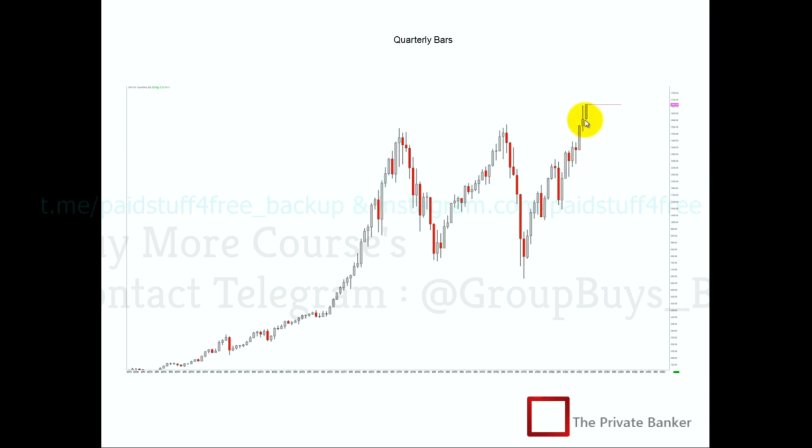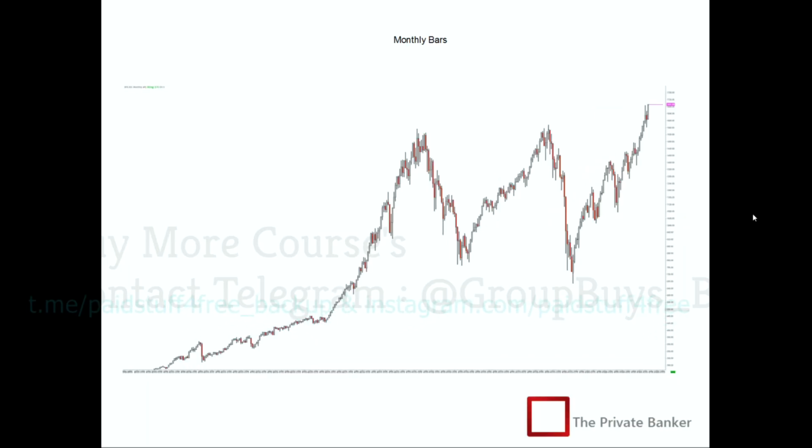But as of right now, we see that we have a strong trend in place. More importantly, when looking at these last two charts, do we see there being any potential slowing in this trend? And the answer obviously is no. So let's move forward. Let's take a look at monthly bars.